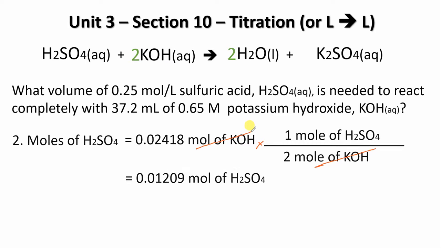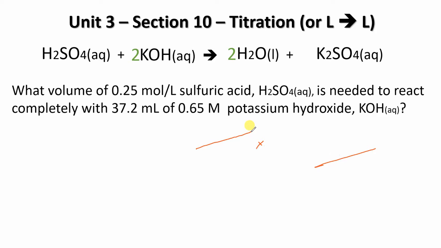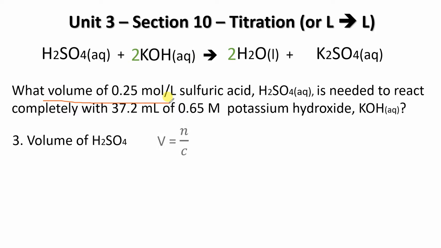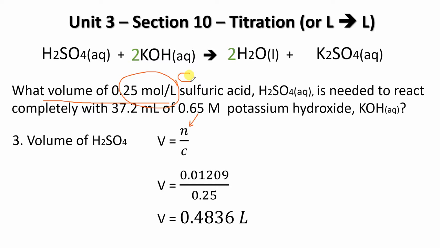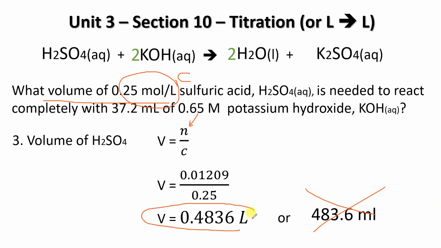So step 3. Again, a quick look at the question says we want to find our volume of this particular compound. So there's our volume formula rearranged, and we just found the n in the last step, and our concentration is right there in the question. So let's plug our 2 numbers in, and when you divide, you get 0.4836 liters, or 483.3 milliliters. We probably don't need to do that. We'll just keep our answer in liters.